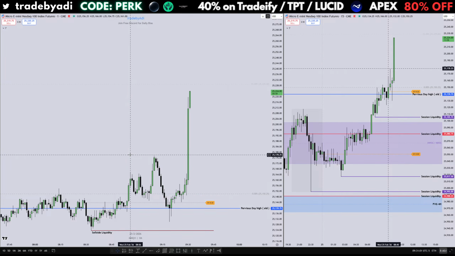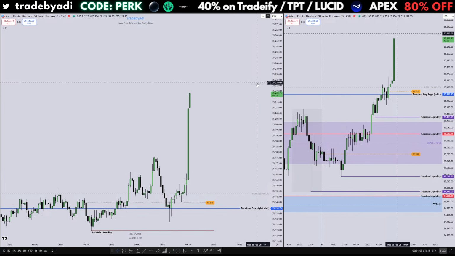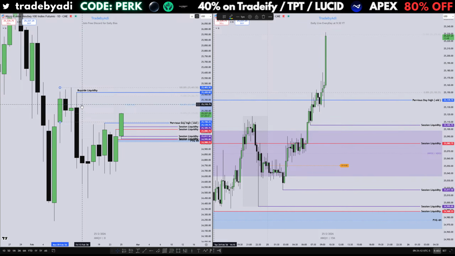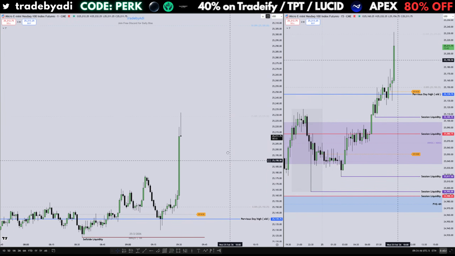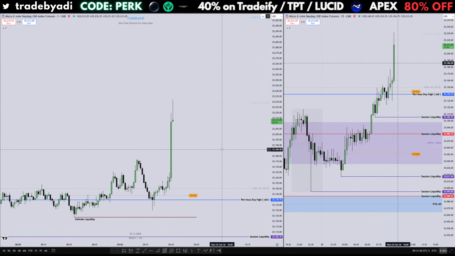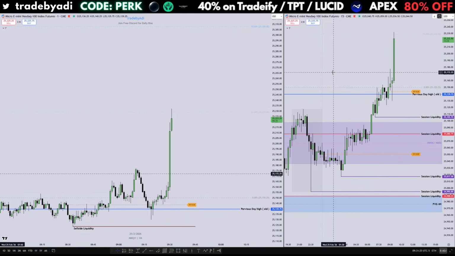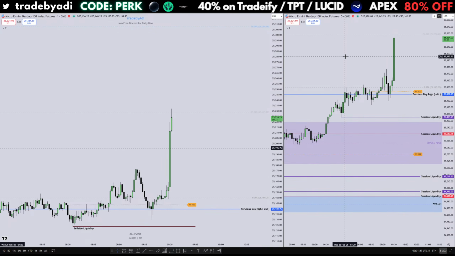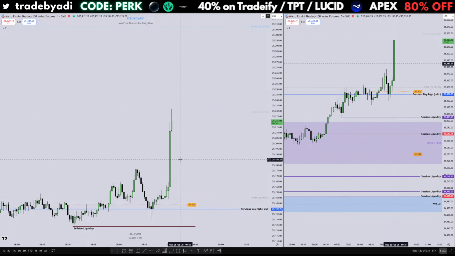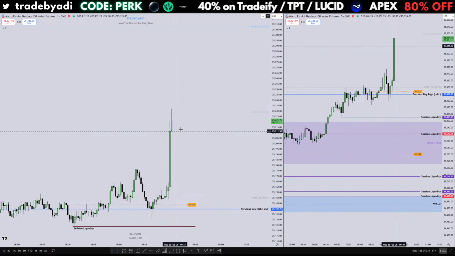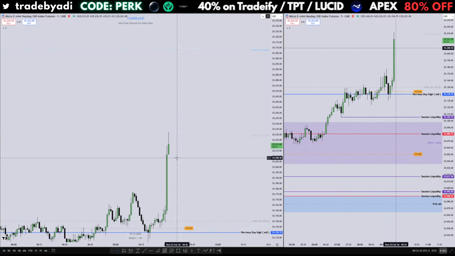I think we are going to hit this 25% level. Let's see. And this is the 50% of this wick. And also, whenever the price has this big FVG, I really don't trust it. This is not a fair value gap. It is the BISI.